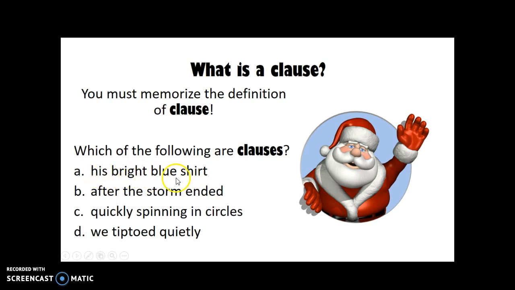So his bright blue shirt is not a clause because it does not have a verb, right? And anytime you look at a group of words to try to decide if it's a clause or independent clause or dependent clause, you should always find the verb first.